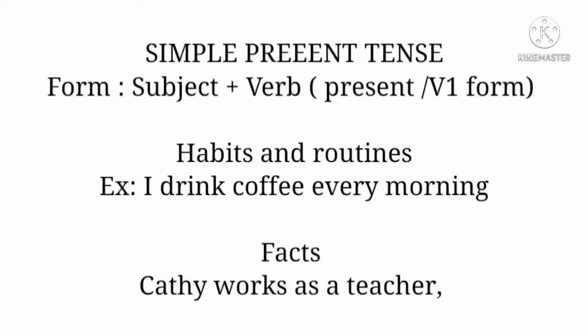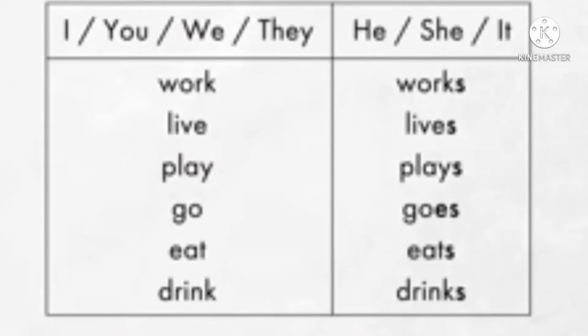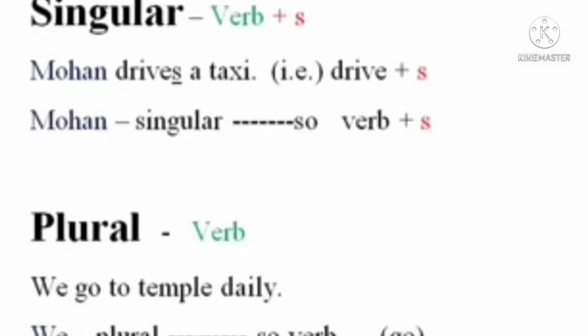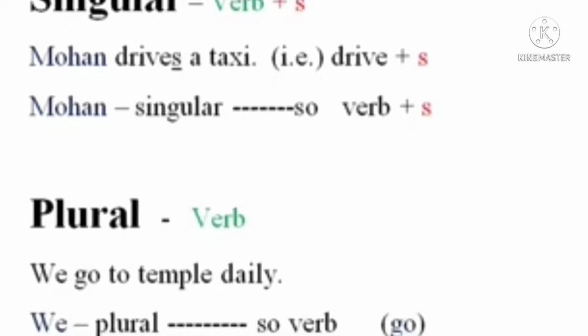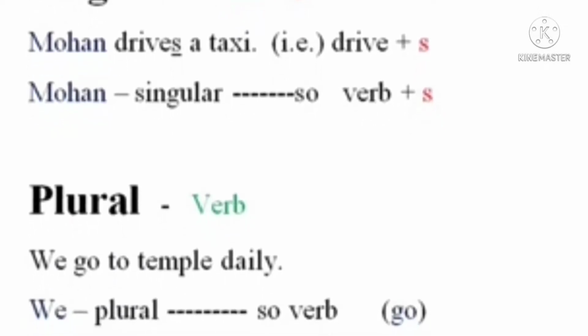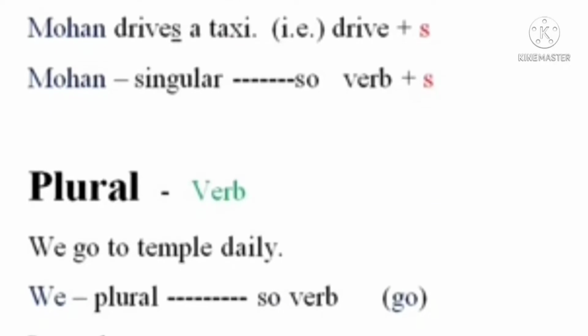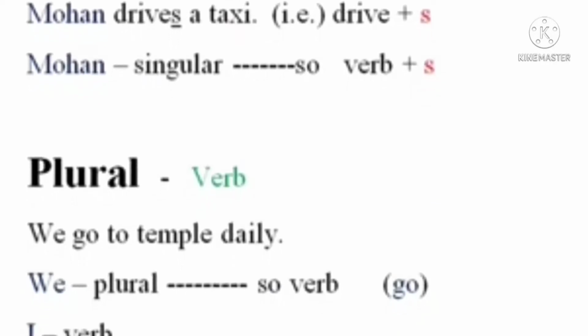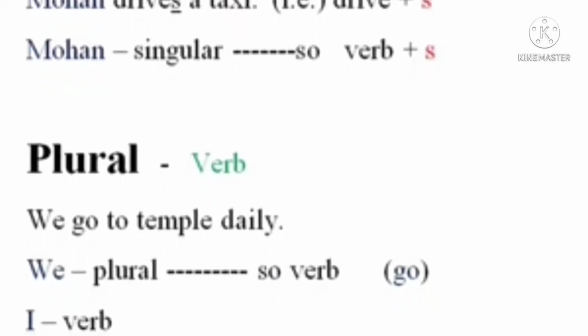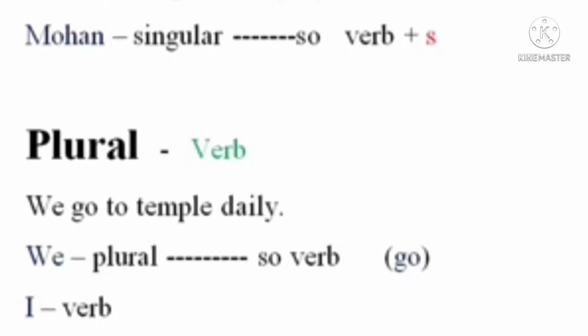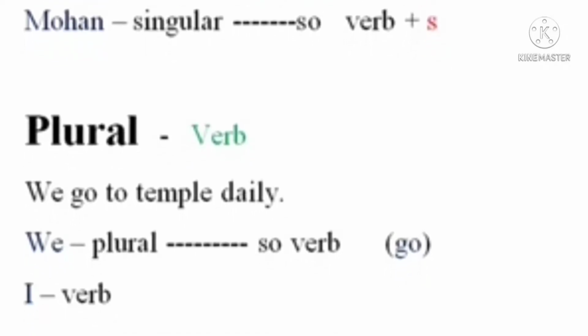Look at the tabular column. I, we, you, they: we add the verb without s. Work, live, play. He, she: add s. Works, lives, plays. Look at the example sentences. Mohan drives a taxi. Mohan is singular, so we need to add s to the verb. We go to temple daily. We is plural, so without s. Do you understand?